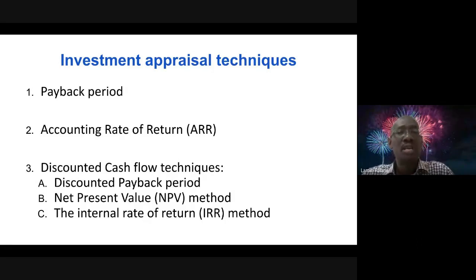Then we're going to look at the discounted cash flow techniques. Like I said, the discounted payback period, the net present value, and the internal rate of return. The payback period also has got a discounted version as well. So it's the same payback period, but this time around, all future inflows and outflows are discounted to today's value.